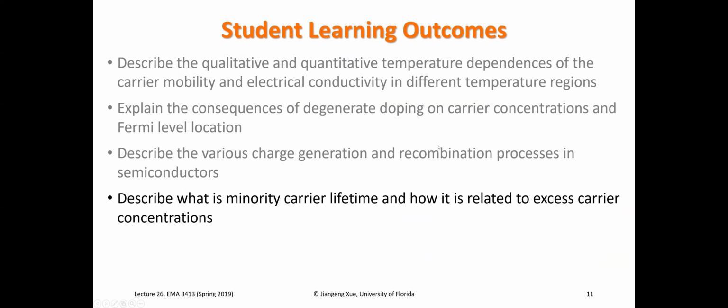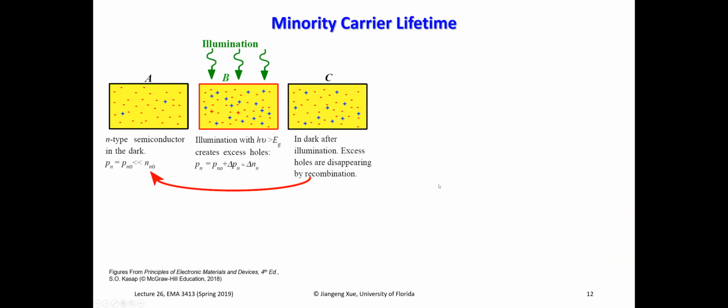So the last student learning outcome is to describe what minority carrier lifetime is and how it is related to the excess carrier concentrations. If we have, for example, photo generation creating excess carriers, the same amount of electrons and holes, and then we suddenly take away the illumination, these excess carriers will be removed due to the recombination process. In this case, we assume low-level injection, which means the excess carrier concentration is not large enough to distort the majority carrier concentration, but it is significant enough to distort the minority carrier concentration.